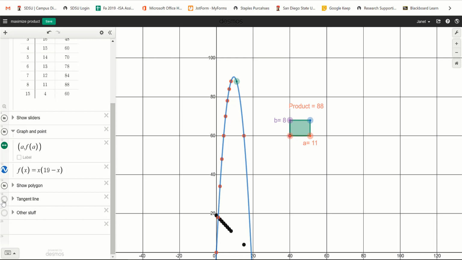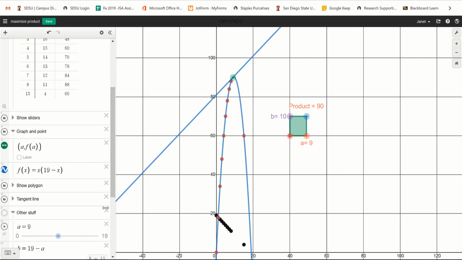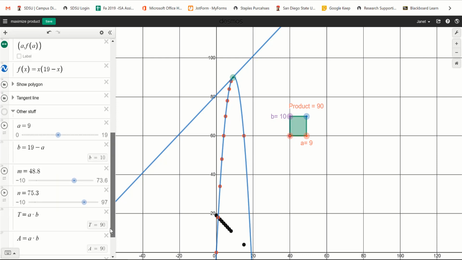Just for fun, we're going to add the tangent line here. So now the tangent line goes with the free point. So as I move the free point, you can actually see the tangent line moving. And we know from calculus that the slope of the tangent line has to be 0. And you can see when it's 9, 10, it's positive, and when it's 10, 9, the slope is negative, but we can't get that number right in between. And that is because we have the value for a to be discrete numbers.